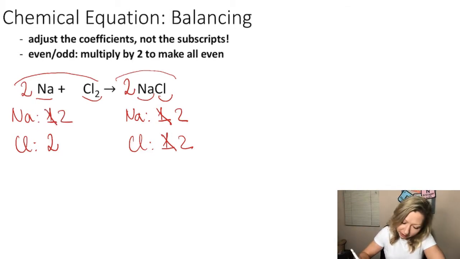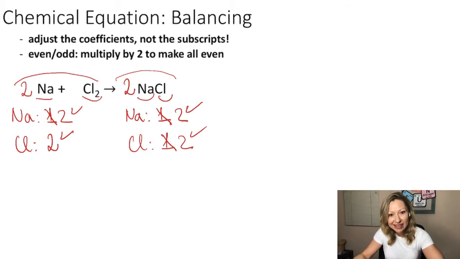Let's check our work. Sodium, 2, 2 on both sides. Chlorine atoms, 2 and 2 on both sides. Okay, this is balanced. Let's take a look at the next example.